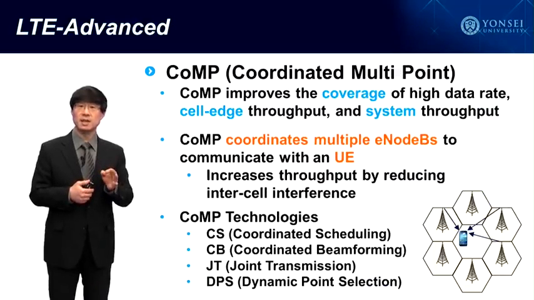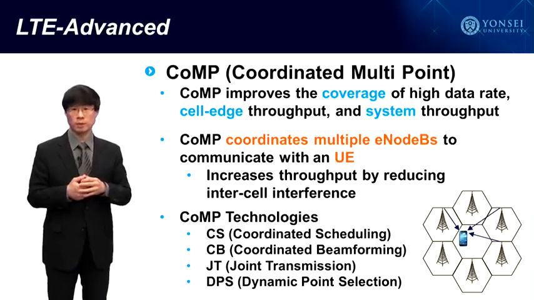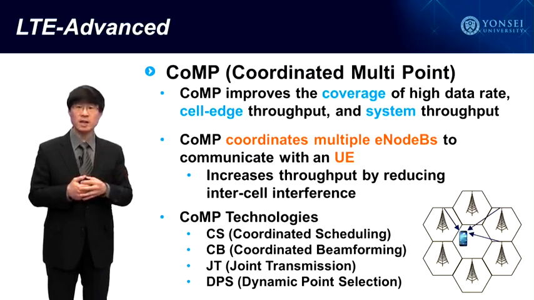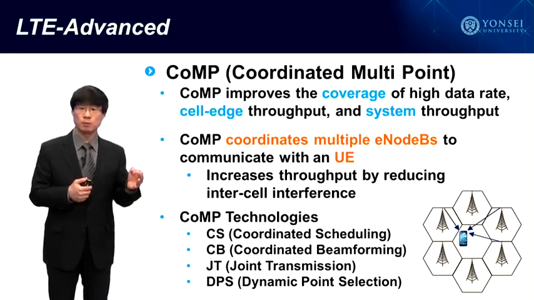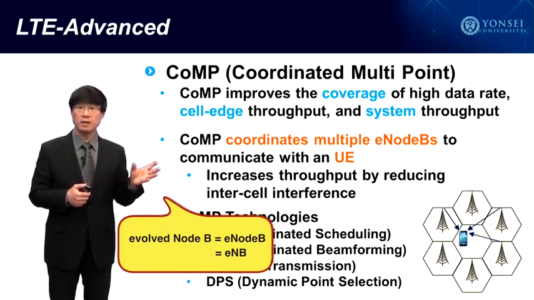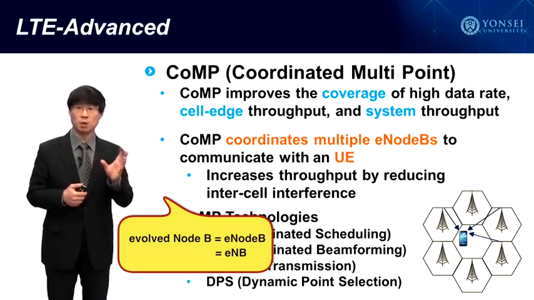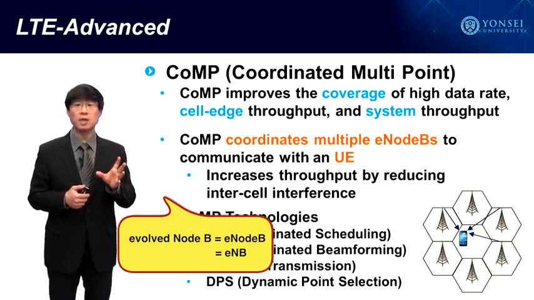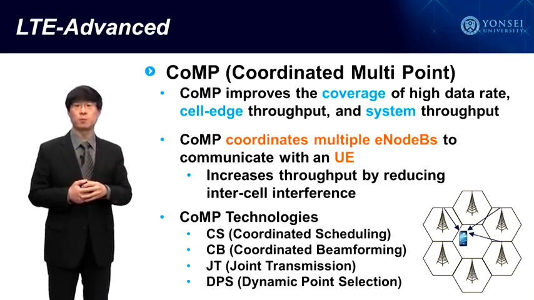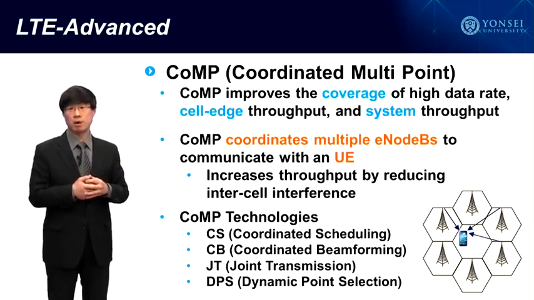The next technique is COMP, which is coordinated multiple point. COMP improves the coverage of high data rate, cell edge throughput, and system throughput. COMP coordinates multiple base stations, multiple eNode Bs to communicate with a user equipment, with a smartphone. Increased throughput by reducing intercell interference is accomplished by COMP.